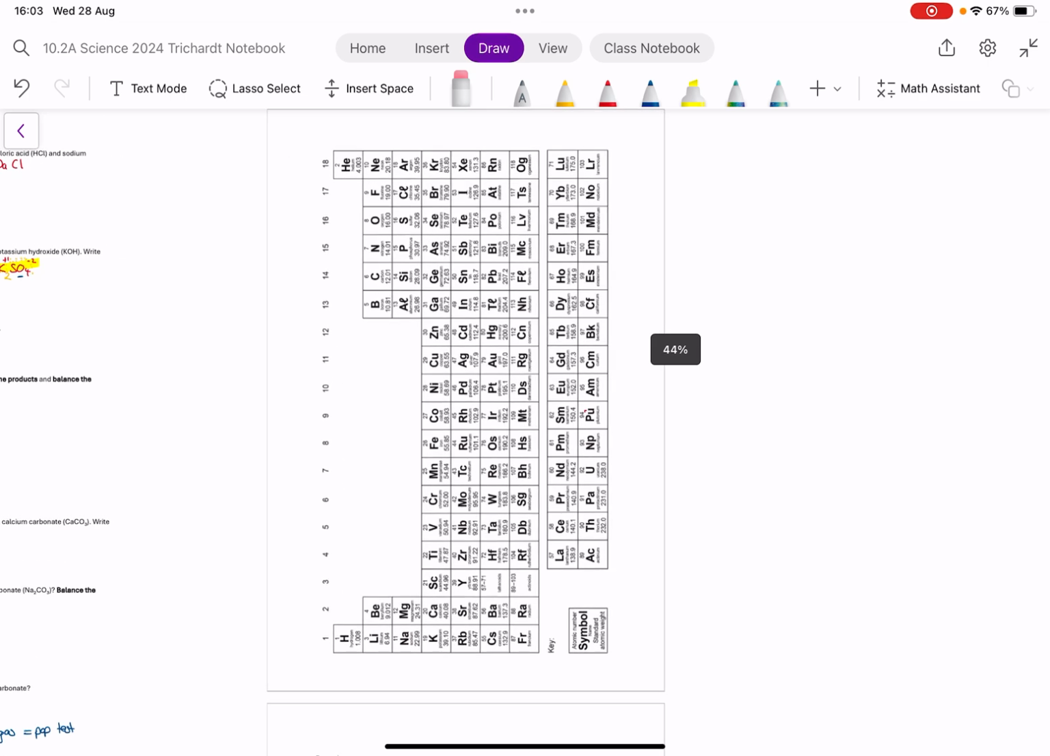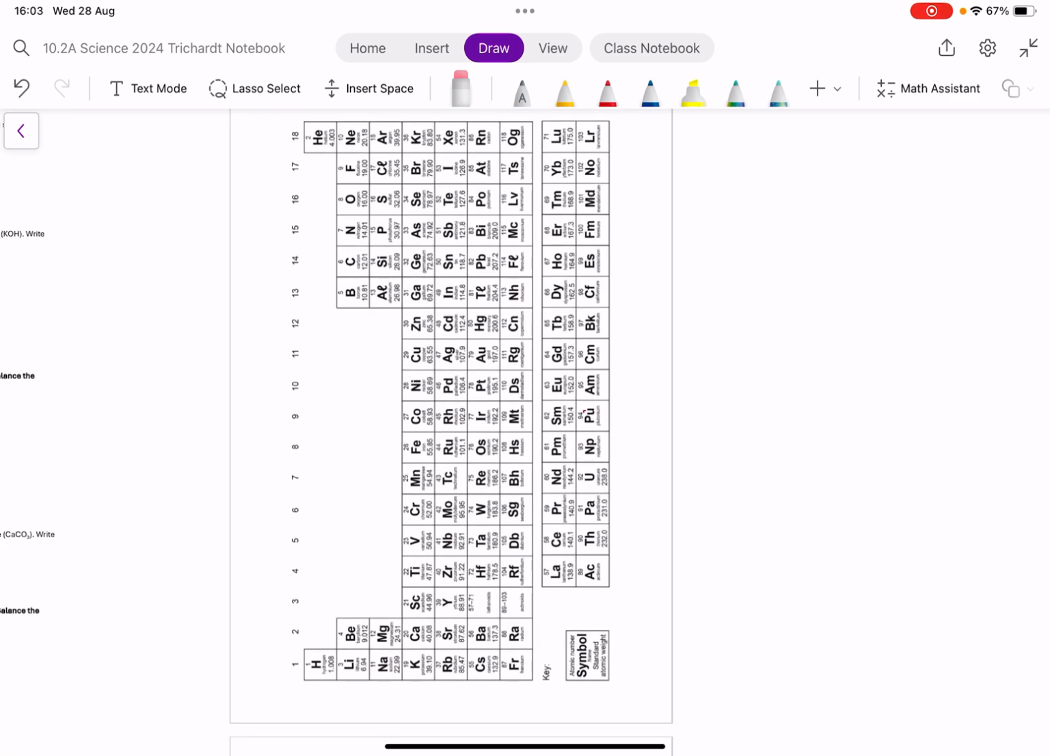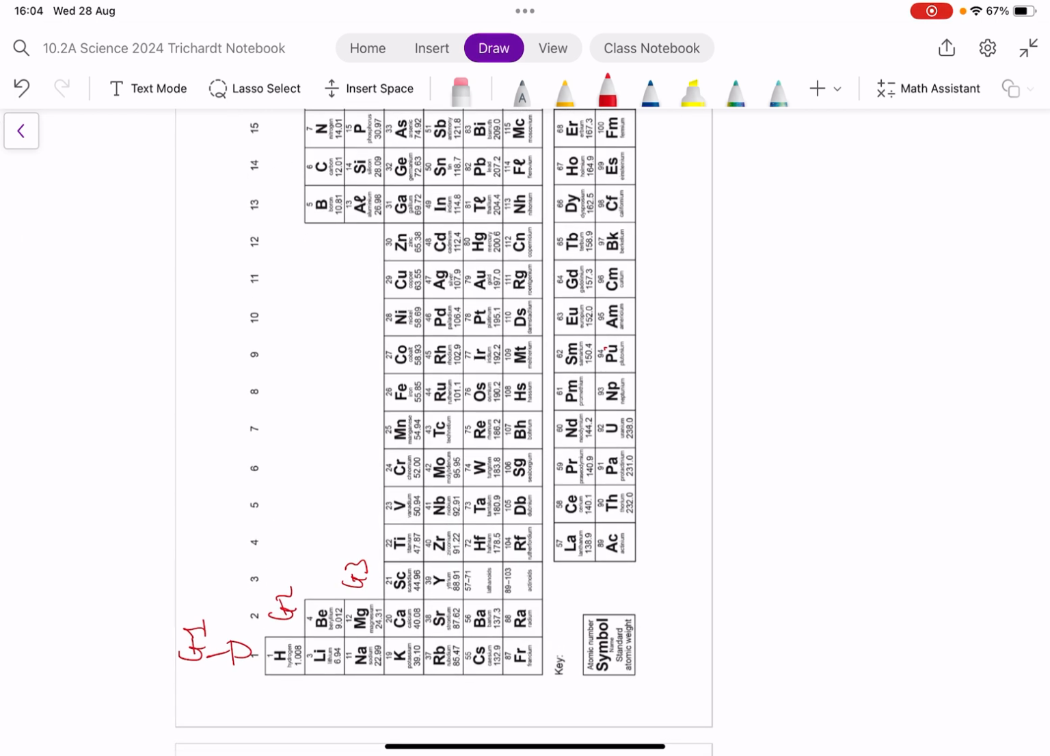So first thing I want to quickly go through is just a quick summary of the periodic table itself. Remember, we've got groups that go down here. So we've got group 1, group 2, group 3, all the way to group 18. The group number also tells us how many valence electrons each of these elements have. So anything in group 2, if I look at beryllium, magnesium, calcium, all of these guys have 2 valence electrons.